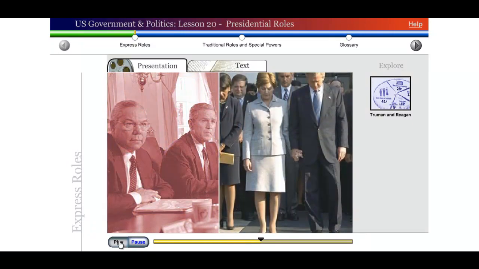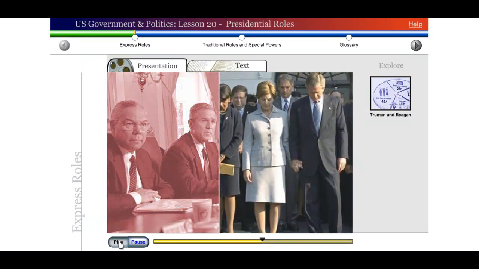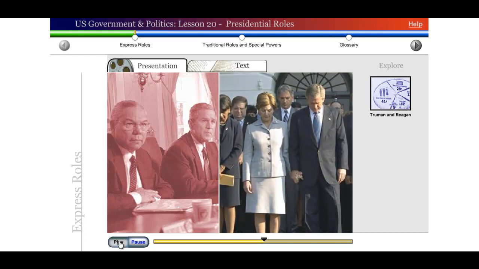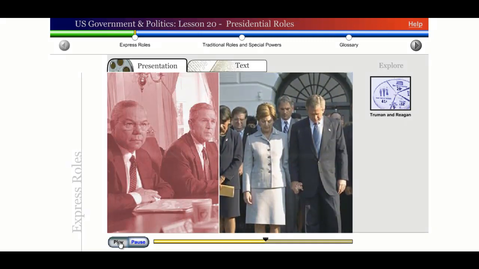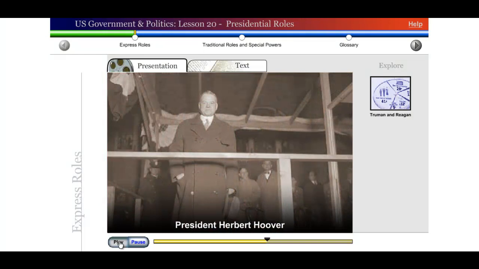While some presidents, such as George Bush, have received high approval ratings for their role as crisis manager, not all presidents have handled crises so well. Herbert Hoover's approval rating plummeted after the stock market crashed and the Depression devastated the American economy.